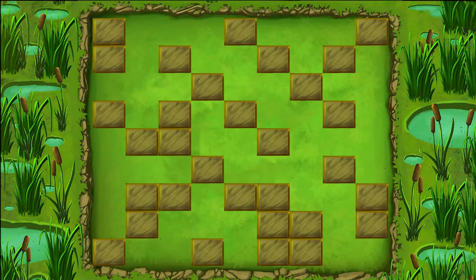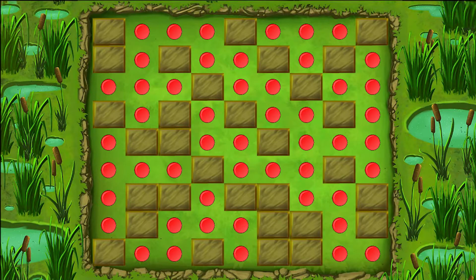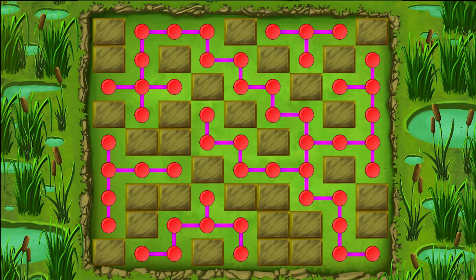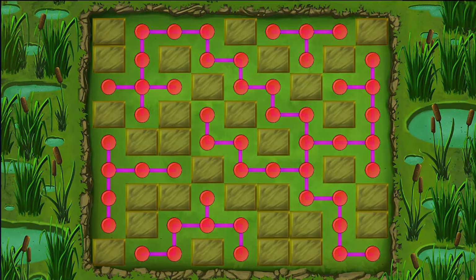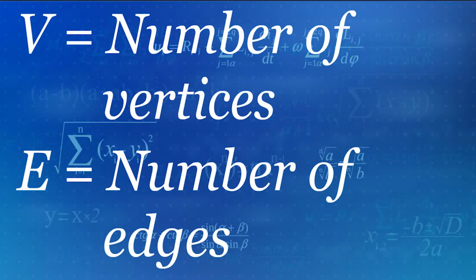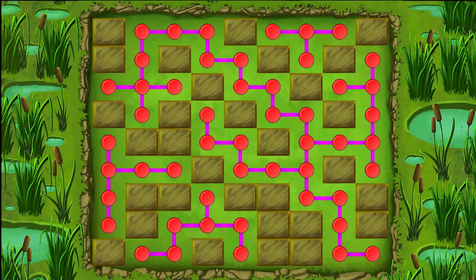Each free square corresponds to a vertex in our graph, and two vertices are connected by an edge if and only if their corresponding free squares have a common boundary. We denote by V and E, respectively, the number of vertices and edges in our graph. First, we claim that our snake cannot overrun itself if and only if our graph is a forest.